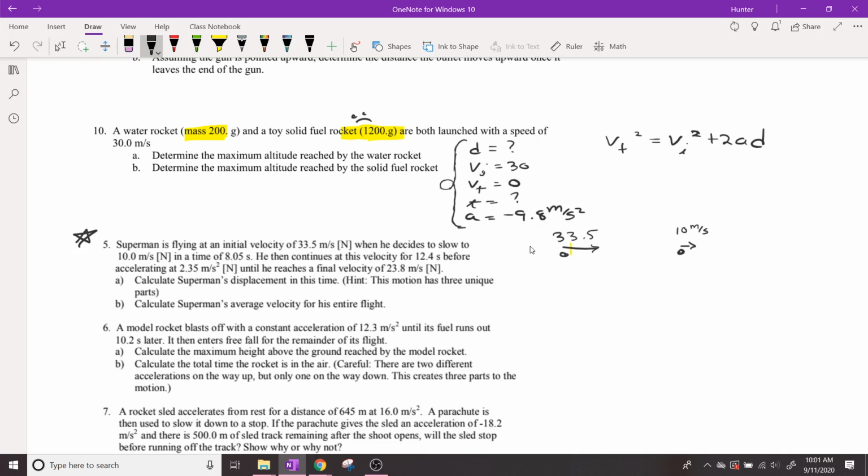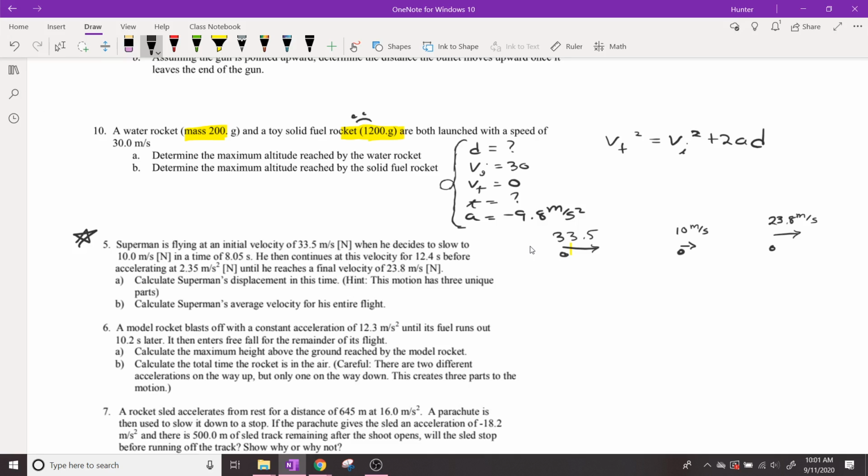And then he continues his velocity for 12.4 seconds before accelerating at 2.35 meters per second squared until he reaches a final velocity of 23.8. So the third tick of time, he's kind of in between the two with a velocity of 23.8 meters per second. So that means we've got three different chunks of time.